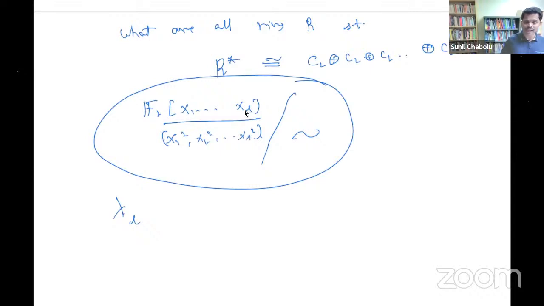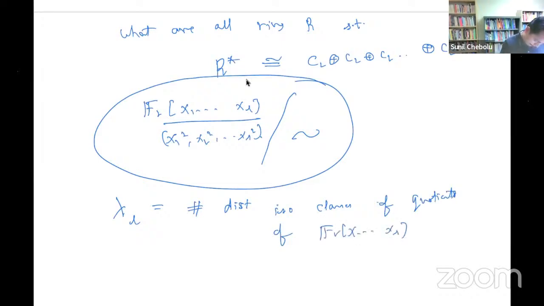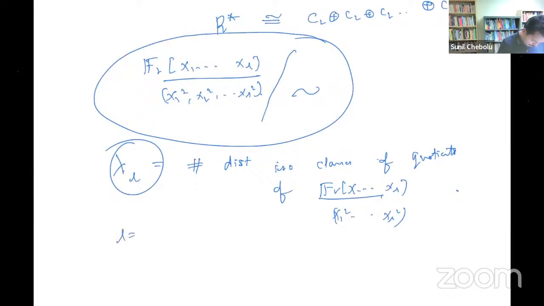For every positive integer L, lambda L is the number of distinct isomorphism classes of quotients of this polynomial algebra, truncated. So this turns out to be an extremely mysterious number, and in fact, John Carlson told me that he can only compute this for L equals 1, 2, and 3 maybe. Beyond that, there seems to be no hope of computing this. And there is some interesting combinatorics related to that problem.